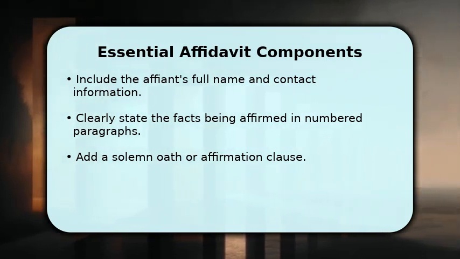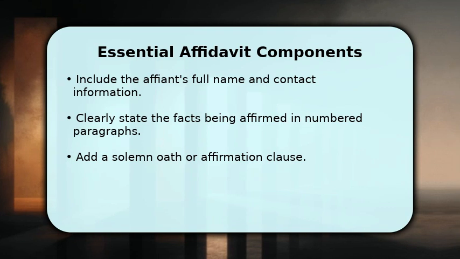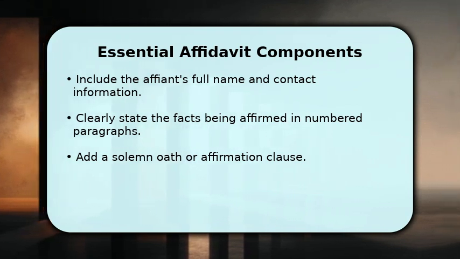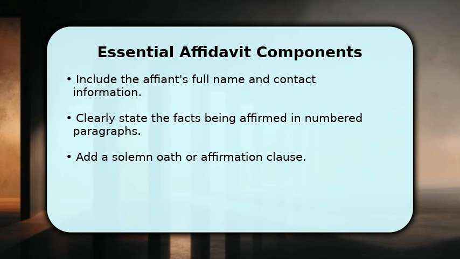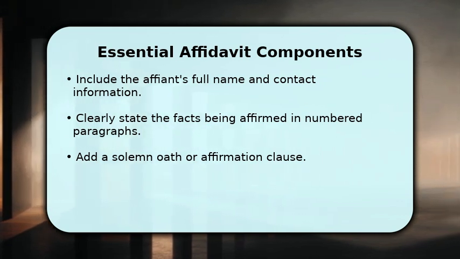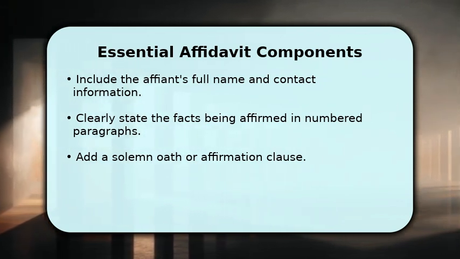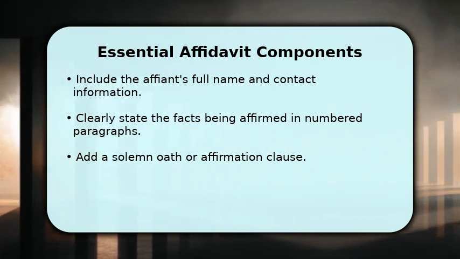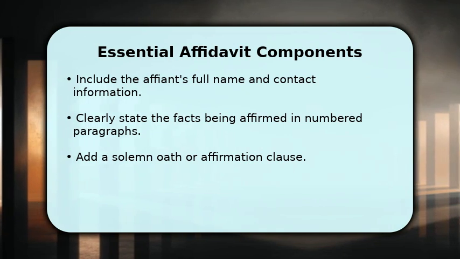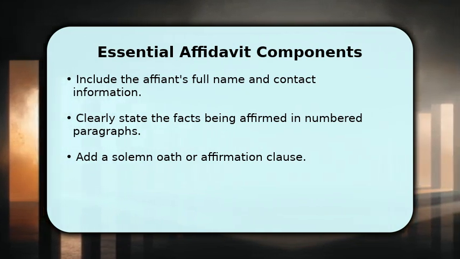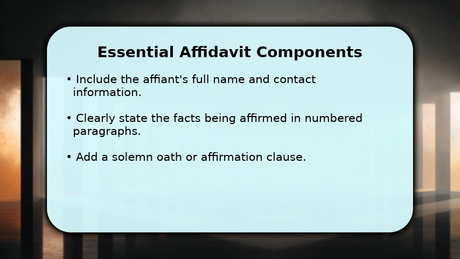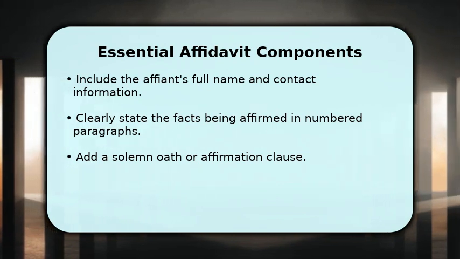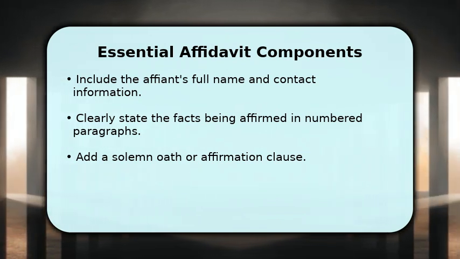First, it must clearly identify the affiant, which is the person making the statement, including their full name and contact details. Next, the core of the affidavit is the statement of facts, presented in clear, numbered paragraphs. These facts must be true to the best of the affiant's knowledge. Finally, a solemn oath or affirmation clause, followed by the affiant's signature, completes this critical section.